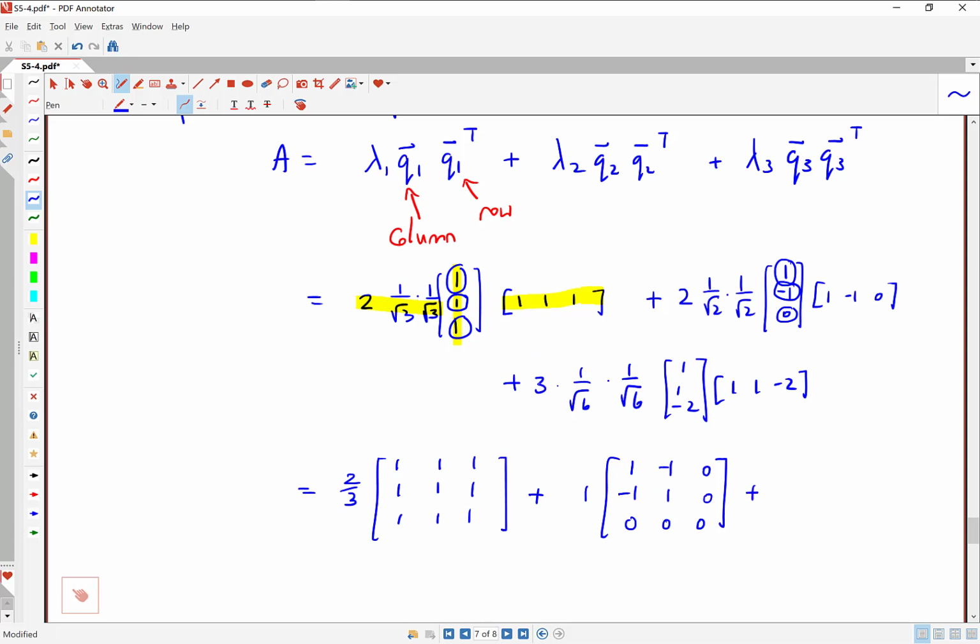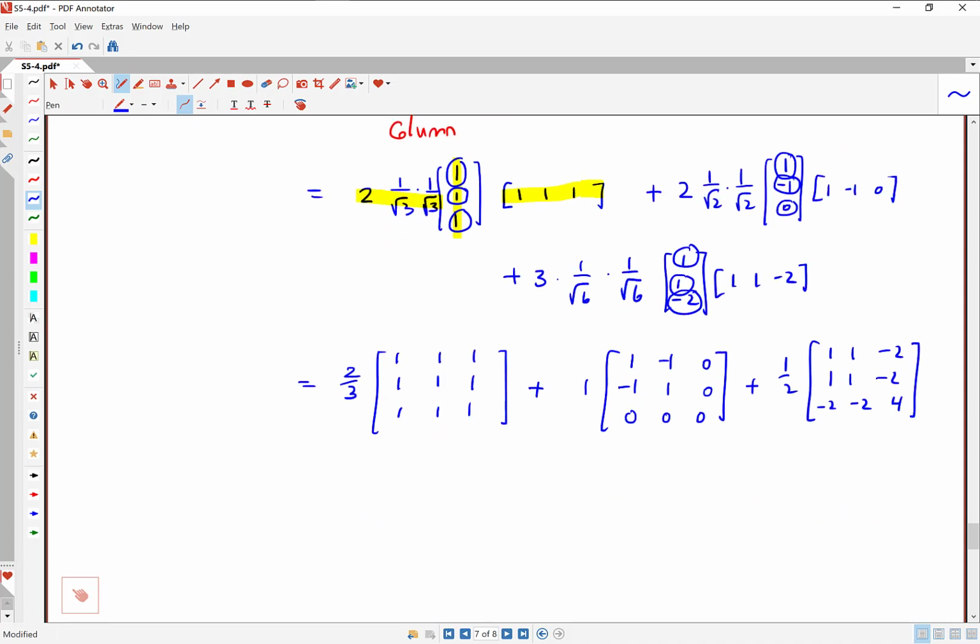And then third term, 3 times 1 over root 6 times 1 over root 6. Let's call that a half. And we'll do our outer product expansion. So the 1 multiplies with the row, then the 1 multiplies with the row, and then the negative 2 multiplies with that row to give negative 2, positive 4. All right, so we're going to put this all together into a single matrix.